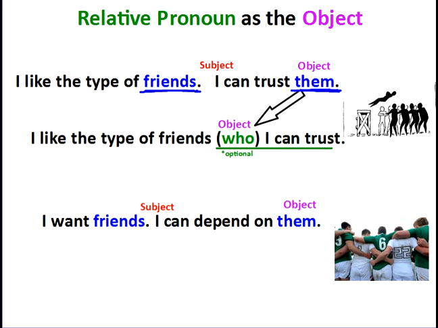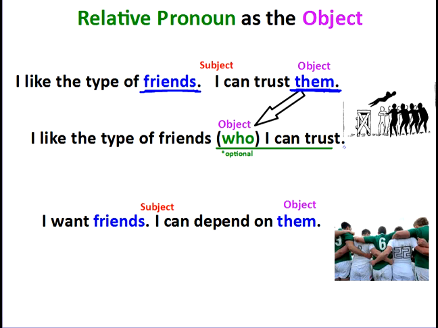For example, I like the type of friends who I can trust. So I took the word "them" and I replaced it with my relative pronoun "who," but I put it before my subject. And this is basically going to act as the object of the sentence. And I read it like this: I like the type of friends who I can trust.